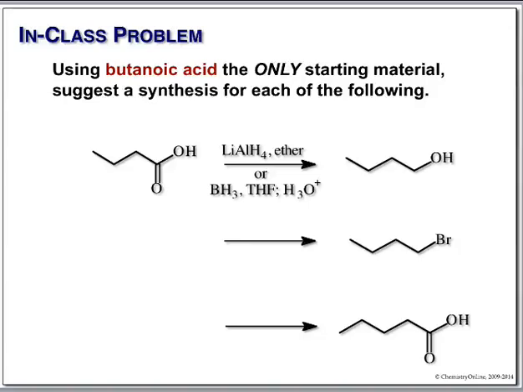These conditions actually we did not talk about in 234, but if you make a borane, BH3 and THF, then add acid, it converts it to the alcohol. We didn't talk about that though, so just change that to BH4 minus.